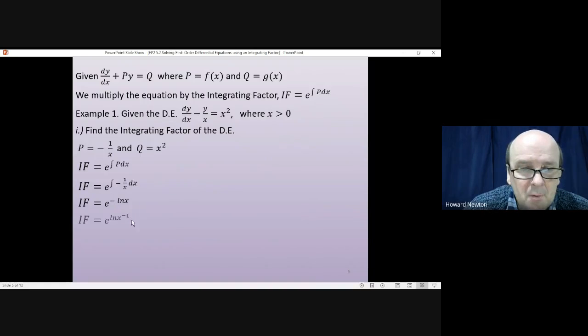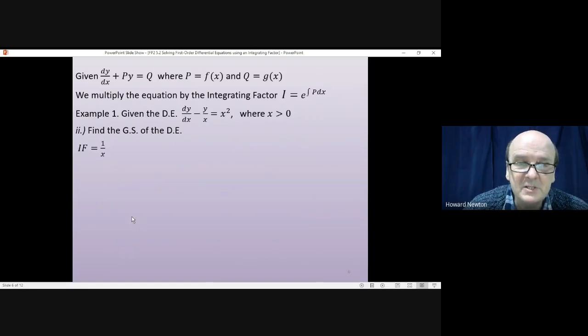Using the law with powers, that's the same thing as e to the power of log x to the power of minus 1. Now, having done that, e and ln are inverse functions, so they just cancel each other out. And all we're left with is x to the minus 1, which is 1 over x. So that's the integrating factor, 1 over x.